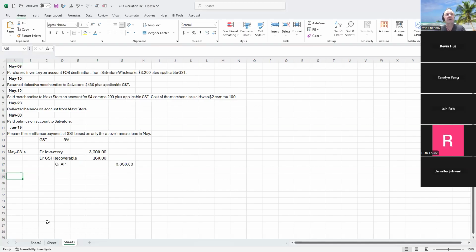First transaction is done. Second transaction: return defective material plus applicable GST. We get it, we don't like it, let's give it back. That's B. What's gonna happen now? If I return them, what don't I have now? Inventory. Let's get rid of the inventory.